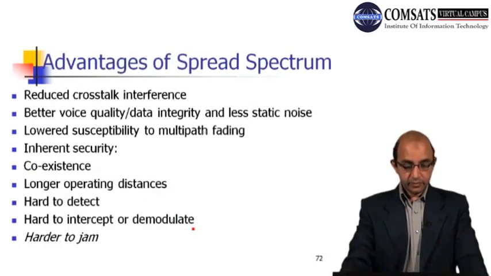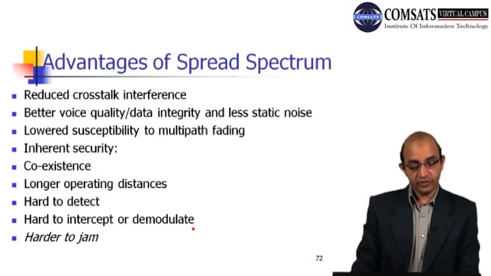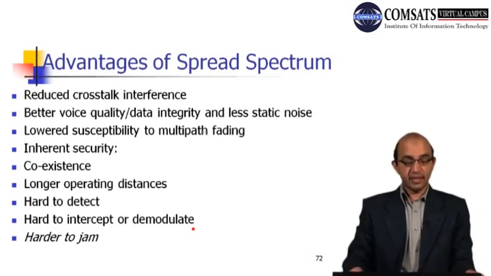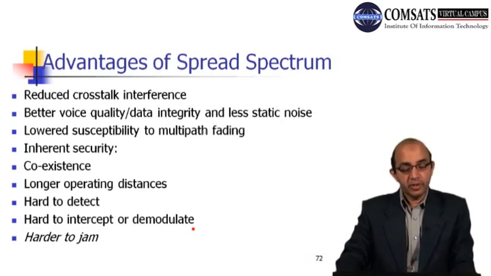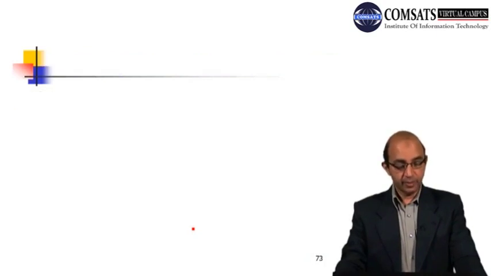So here we have some of the advantages of spread spectrum: reduced crosstalk interference and better voice quality, data integrity, and less static noise. Lowered susceptibility to multipath fading, so they offer lower multipath fading. They are built for providing security natively. They can coexist, have longer operating distances, and they are hard to detect, hard to intercept, and harder to jam.